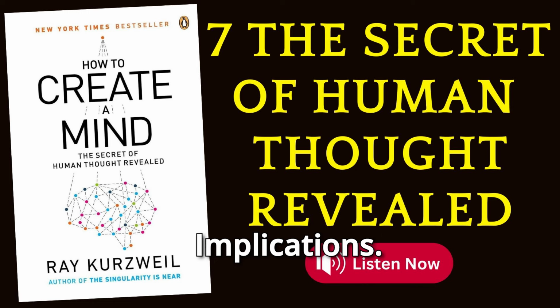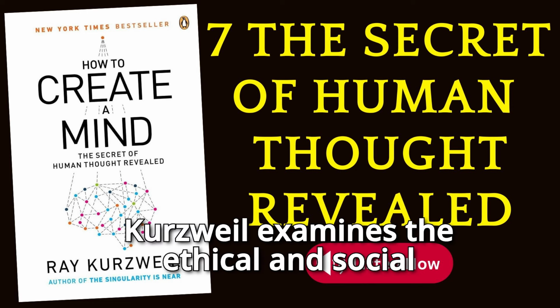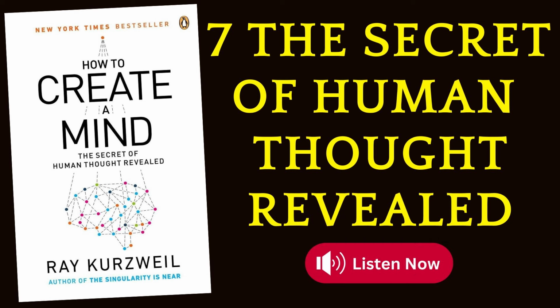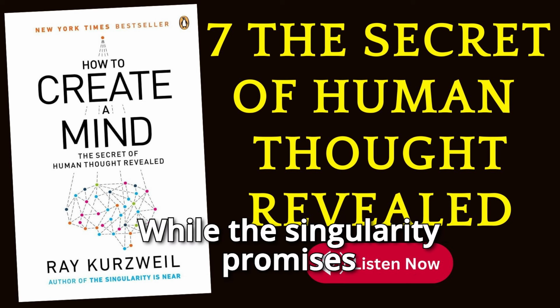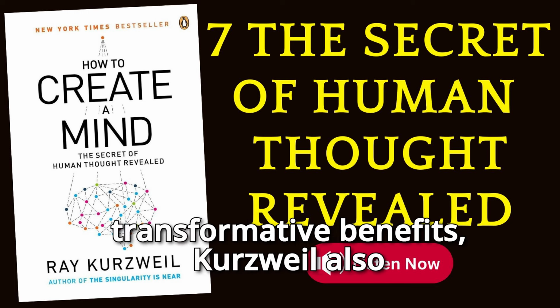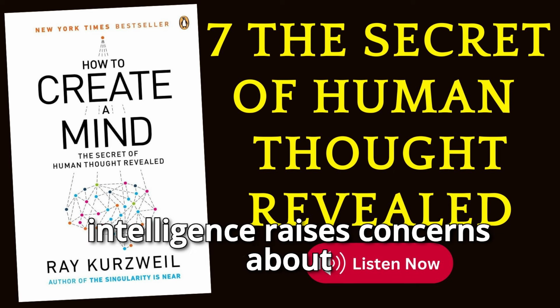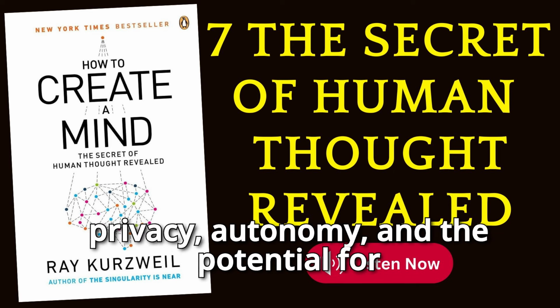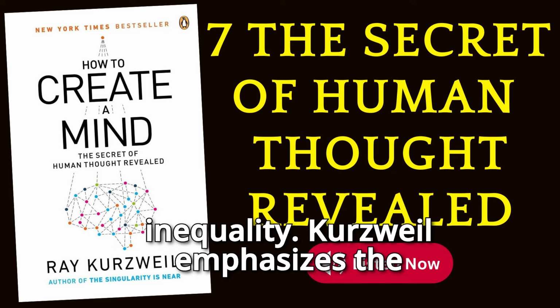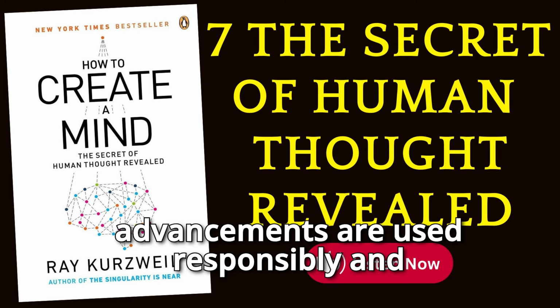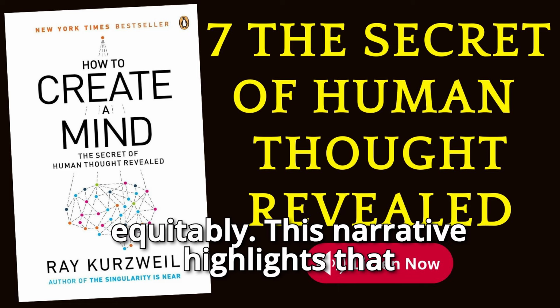Ethical and social implications. Scenario: Kurzweil examines the ethical and social implications of the singularity. Narrative: While the singularity promises transformative benefits, Kurzweil also acknowledges the ethical and social challenges it presents. For instance, the integration of AI with human intelligence raises concerns about privacy, autonomy, and the potential for inequality. Kurzweil emphasizes the need for robust ethical frameworks and governance to ensure that technological advancements are used responsibly and equitably.